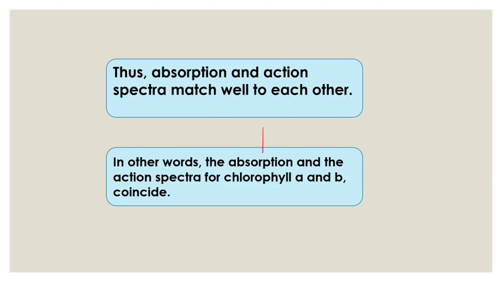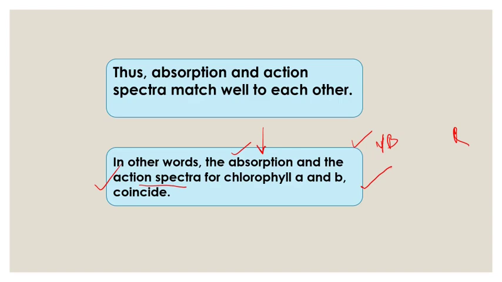Again, students, what is the absorption spectrum? It is the wavelength at which the pigments are absorbing the light. And what is the action spectrum? The rate of photosynthesis for that pigment, at which wavelength it is taking place. And we saw that these two are similar to each other for chlorophyll A and B. They are coinciding. Where is it maximum? In the violet region, in the blue region, and the red region. Both absorption spectrum and action spectrum are high there.